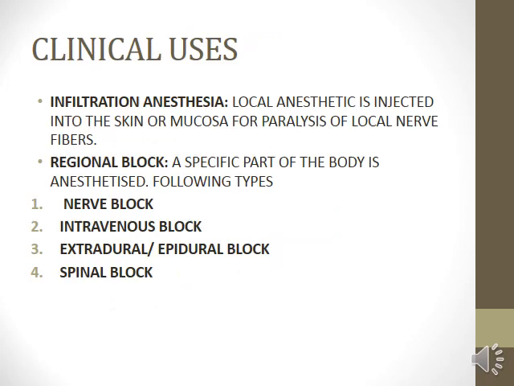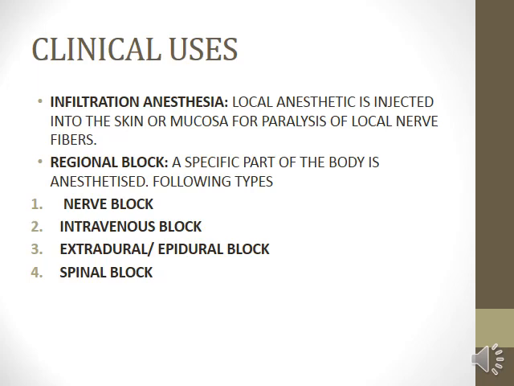Now in this slide we will discuss the clinical uses of the different local anesthetics. They can be used for the following conditions. Number one is infiltration anesthesia, number two is regional block, and number three is surface anesthesia. In infiltration anesthesia, local anesthetic is injected locally into the skin or mucosa, causing loss of sensation by paralysis of the local nerve fibers. So this type of anesthesia is called infiltration anesthesia.